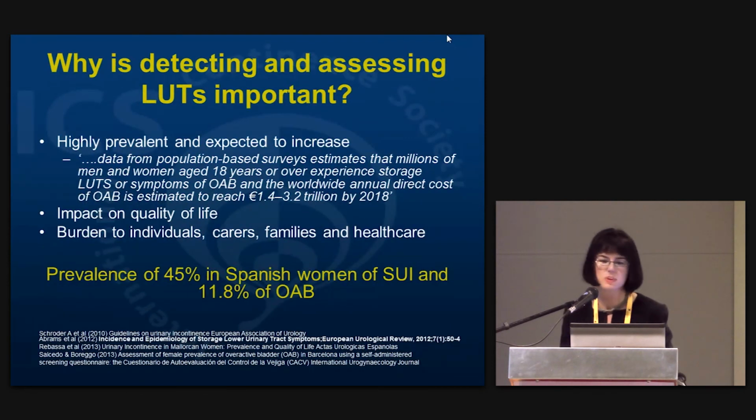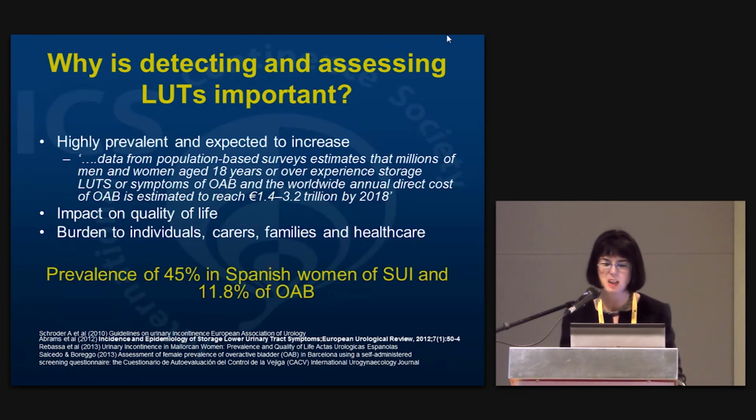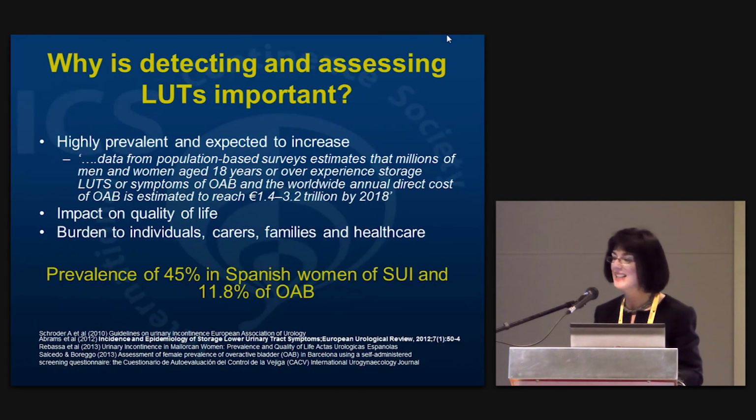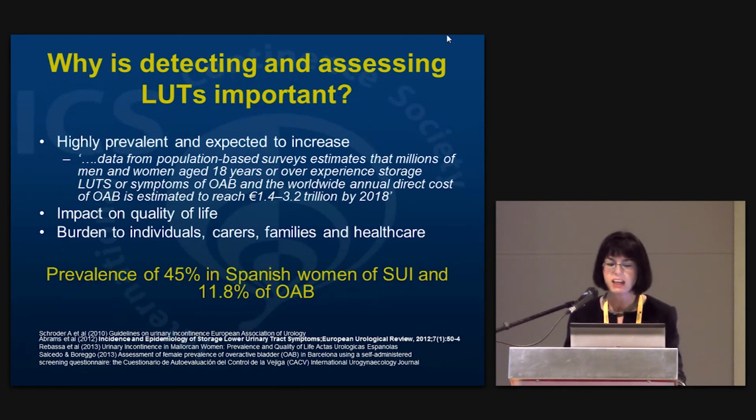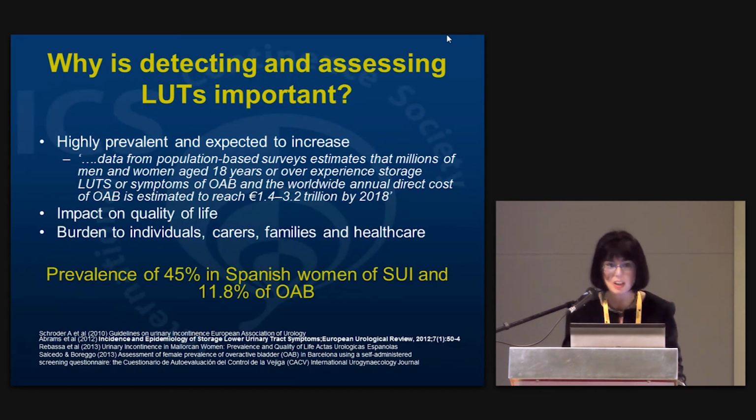So why is it important to detect and assess lower urinary tract symptoms? Well, we know the evidence stacks up: it's highly prevalent and is expected to increase. When you take this quote from one of the studies, we look at overactive bladder, and it's a global problem. In our country, the UK, about 17% of the population has a problem with overactive bladder. But are they treated, all that 17%? No.